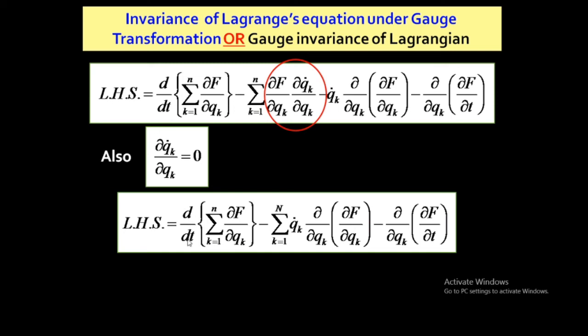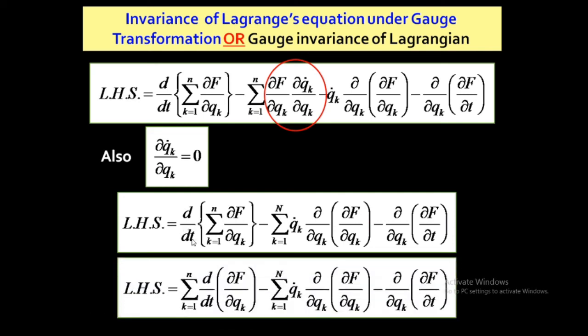Now see in the first term, d by dt is outside, so I will bring d by dt inside the summation. I am bringing d by dt inside the summation because this d by dt is only applicable to the first term, not the second and third term.